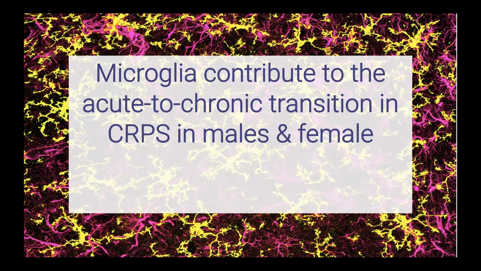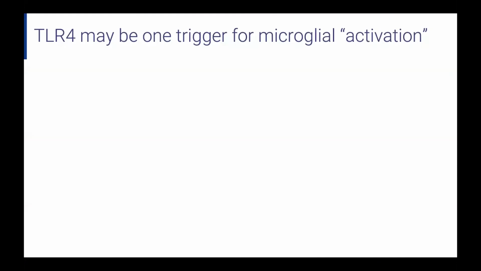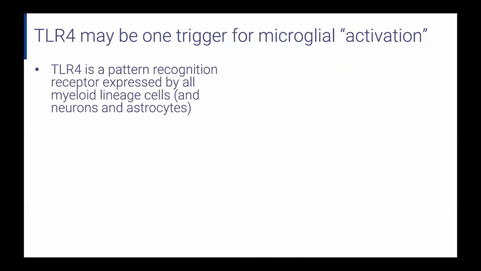But that has been controversial because not everyone has seen an effect of microglia in both males and females. So we were really interested to understand that maybe there are different ways that they'd be activated. These are complex cells, they're not all or none, and they have many different receptors that are expressed. So TLR4 became this sort of hot topic about 20 years ago now when I was actually in Joyce DeLeo's lab, that it might be a trigger for microglial activation.